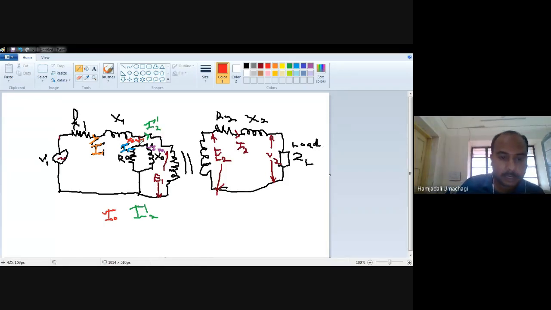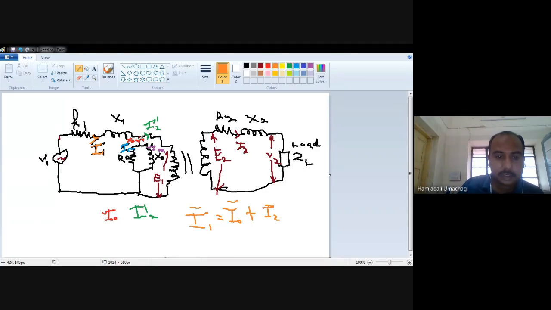Now you just apply KCL to this node and tell me what is the value of I1. I1 is the vector sum of what? Here, what is the current flowing in the downward direction? I0 plus I2 dash. So I can say that this primary current is the vector sum of I0, which is flowing in the downward direction through the magnetizing branch, and this I2 dash.